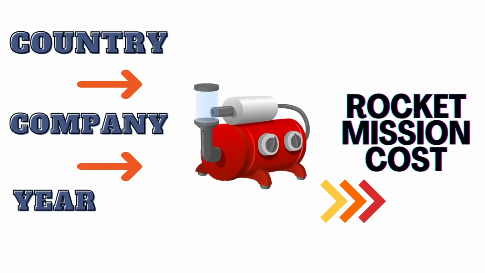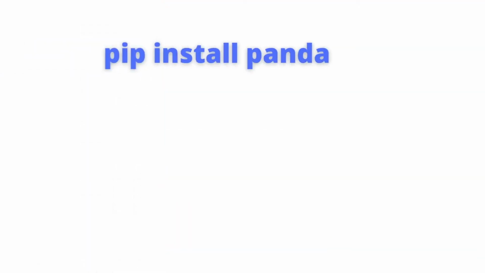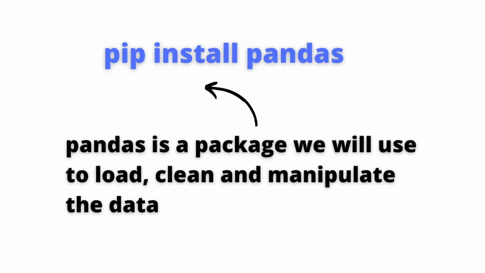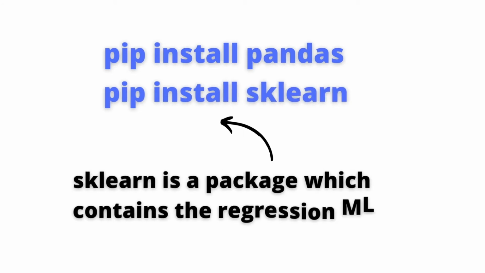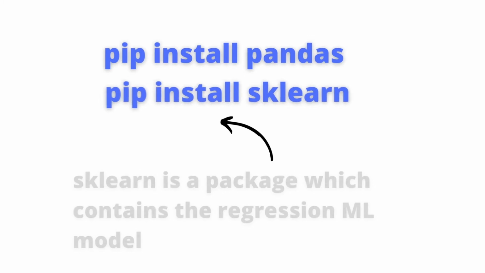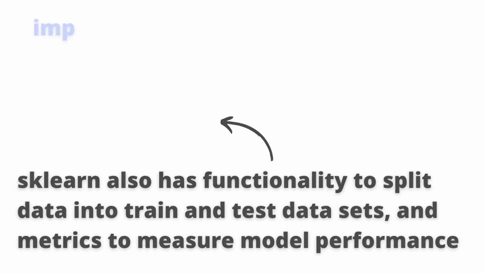The model will predict rocket mission cost, and it will use country, company and year data as inputs to the model. The model will be a multiple regression model. You will need to pip install pandas. Pandas is a package we'll use to load, clean and manipulate the data. You'll also need to pip install sklearn. This package contains the machine learning model. It also contains functionality for selecting training and test data, as well as for producing metrics on your model's predictions.